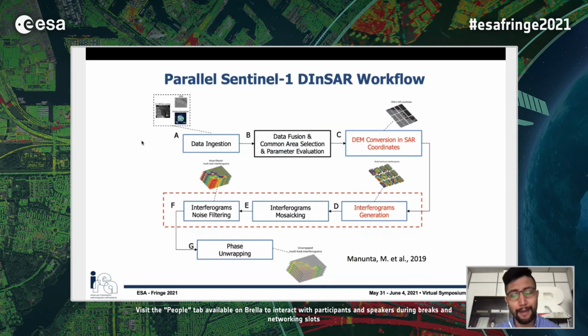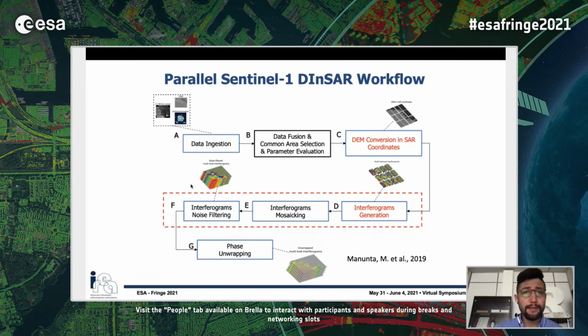In my case, for this automatic tool, I am using the parallel Sentinel-1 DInSAR workflow. It is an algorithm developed by Manunta et al. in 2019. In a parallel way, the core of this algorithm is the automatic generation of interferograms and interference mosaics, and also the generation of the interference of the area of interest. In these cases it is interesting.